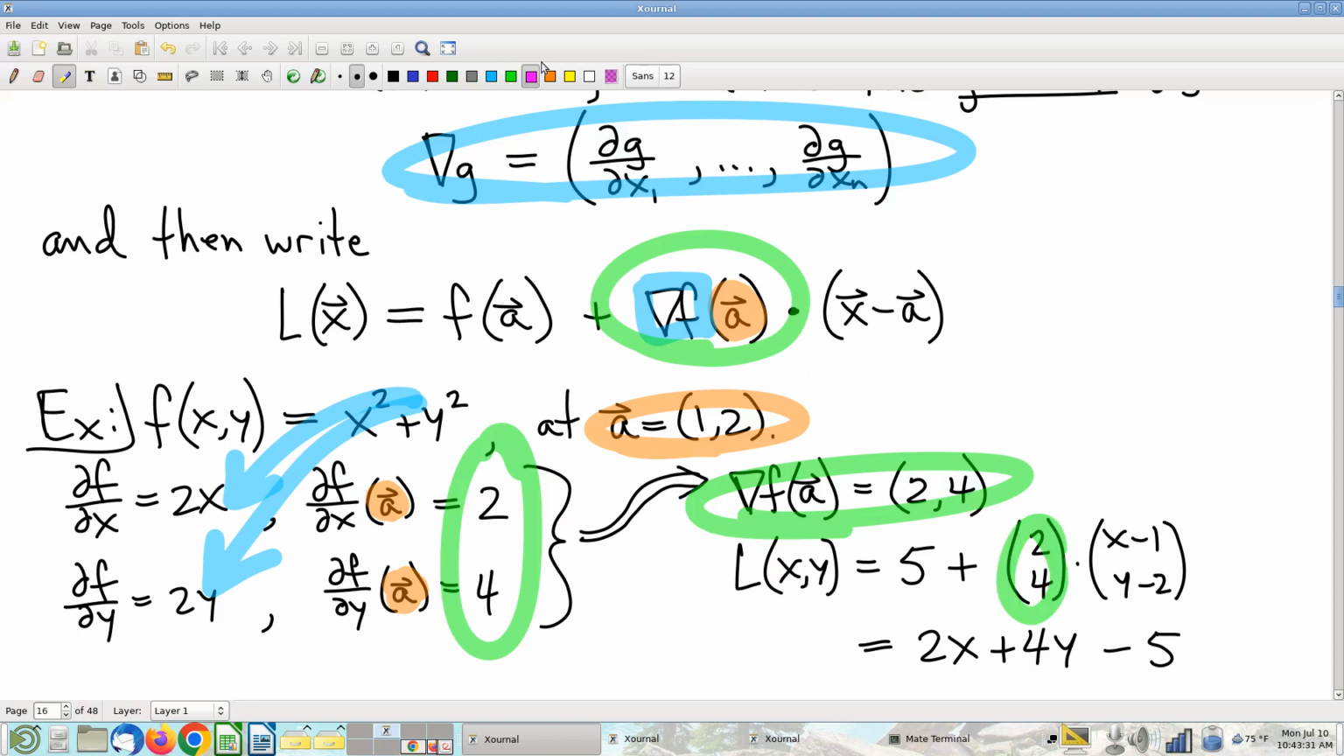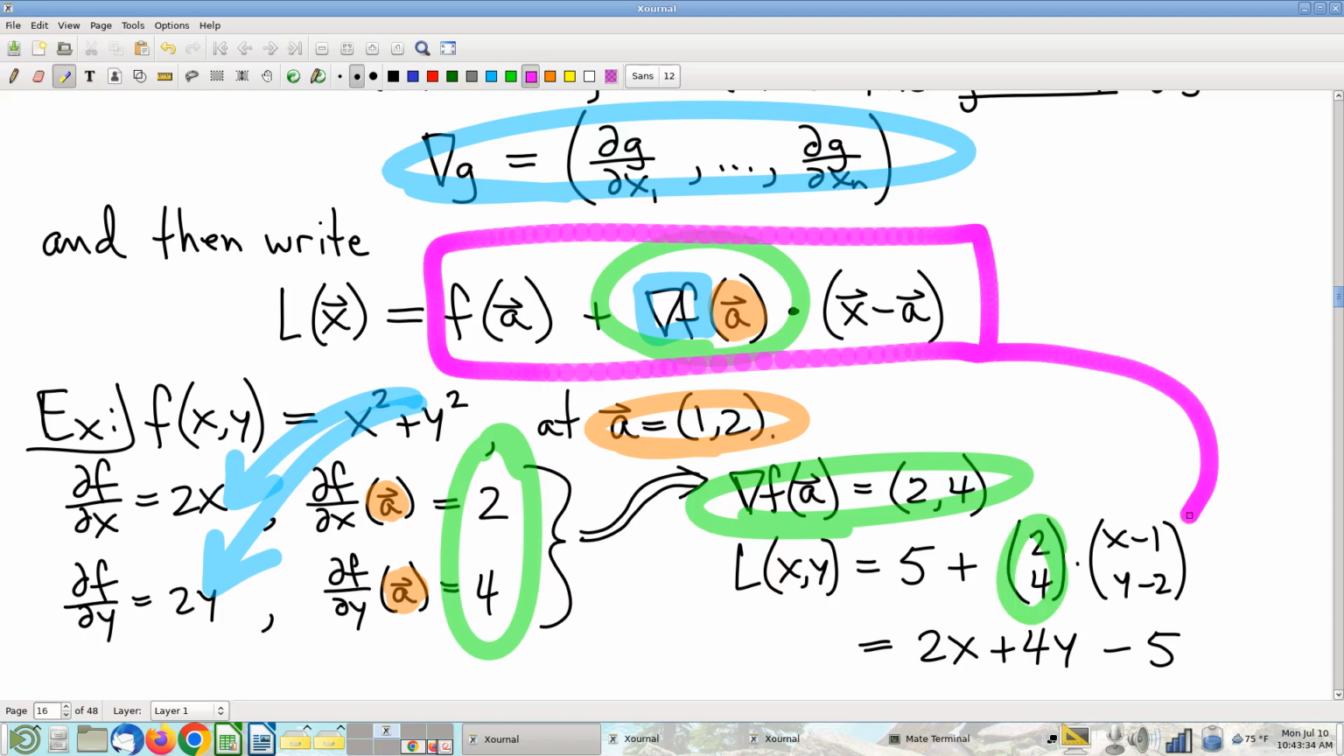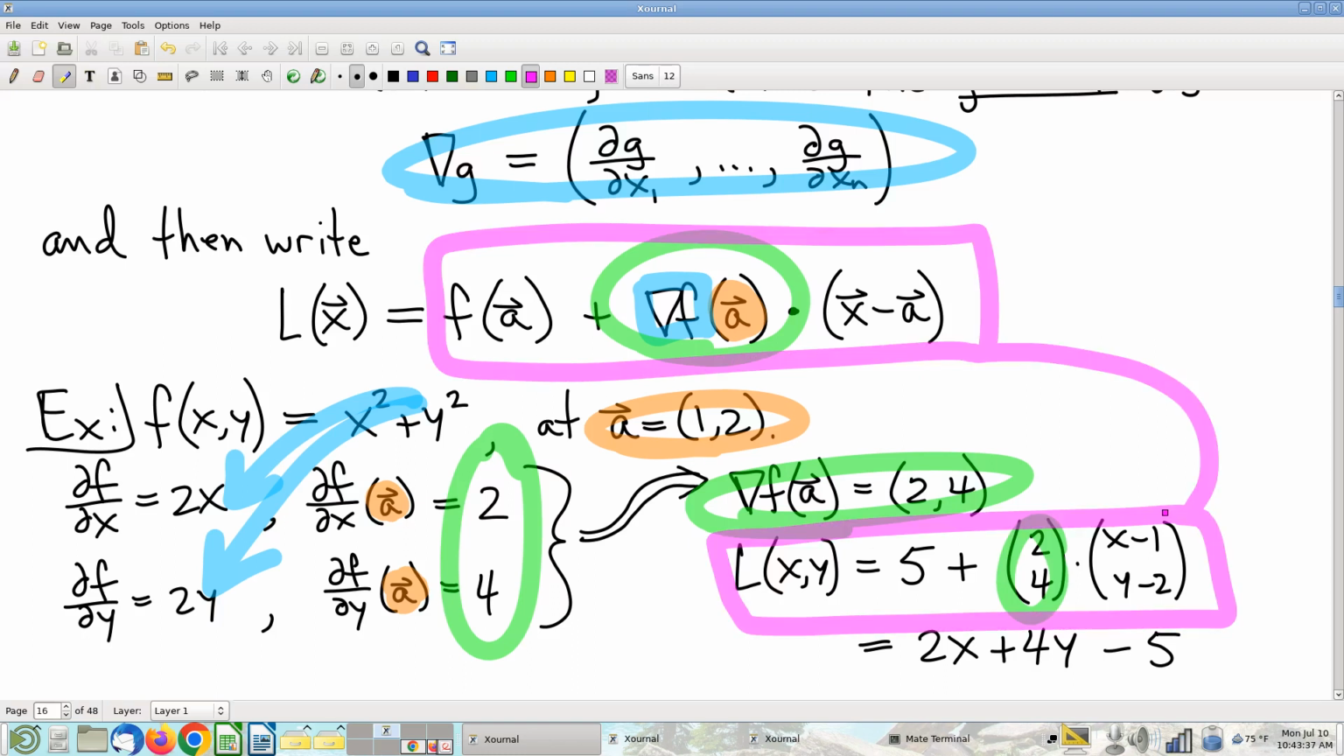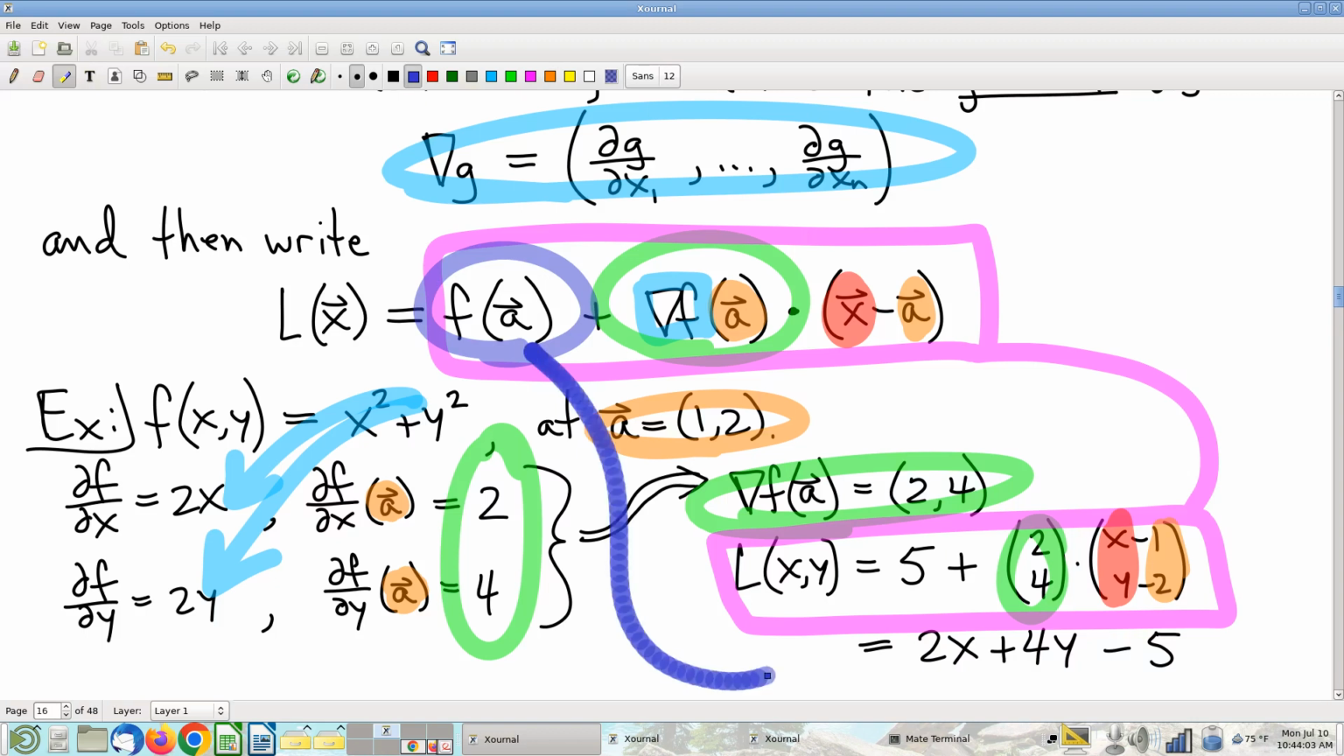My formula has already, I've done most of the work here in computing this linear approximation. I've got my gradient computed. All I've got to do now is x minus a. Okay, well, x has coordinates x and y. A, of course, we already know, has coordinates 1, 2. So there's x minus a. And then I've got to plug in and compute the actual value of this function at the point A. That, again, is just a little arithmetic. No big deal. Turns out to be 5. And there you go. There's your linear approximation. Just straight up plug and chug. Everybody happy?